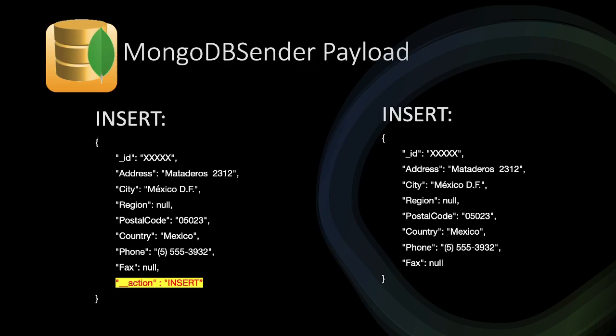There are three operations that you can do in a MongoDB sender. The first operation is an insert, and the payload for the insert is a JSON string which has an action field, double underscore action, with the value insert. This is not a field that will be inserted in the document. Rather, it tells the MongoDB sender that this particular document is going to be inserted in the collection or in the database. Now, you can omit the underscore action, and it is treated as an insert operation.